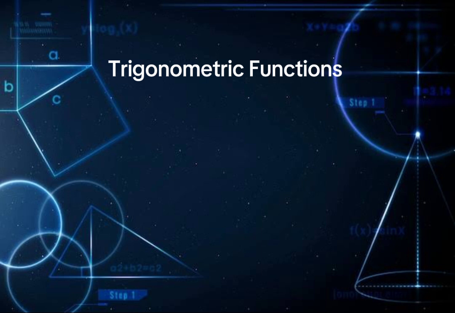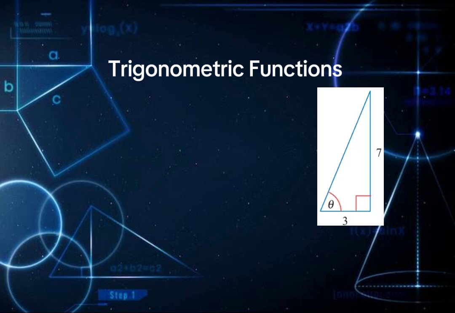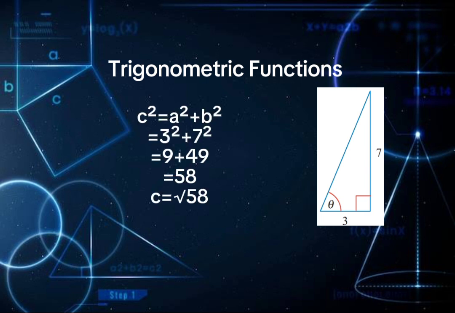So now let's proceed to the example. Using this triangle as your example, how can you find all the 6 trigonometric functions? Since the triangle is missing its hypotenuse, we're going to use the Pythagorean theorem to find the missing side of the triangle. And by using the Pythagorean theorem, we should get this answer.